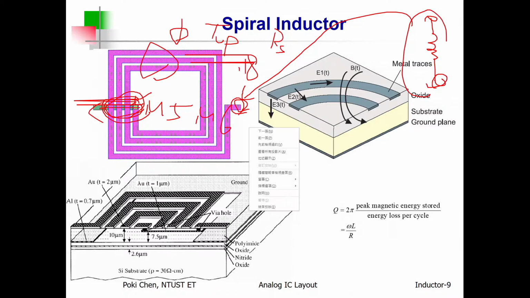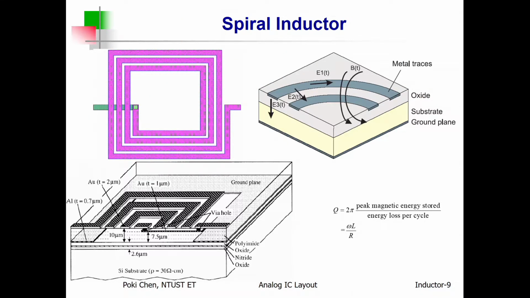Yeah, but it will cause some big problem for you, because there is an overlap between M6 and M5. So you will have some parasitic capacitance here. Such parasitic capacitance, along with the inductance, will lower the self-resonance frequency very, very much.